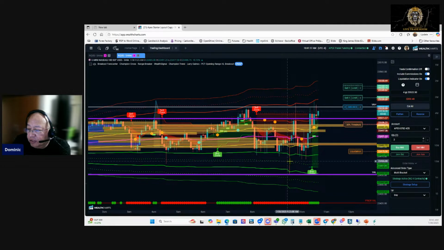So if we can hit that first target, then I'd be good. I'm done for the day if they hit that first target. I'll just put my stop loss to break even, so if it goes against me, I'm still in profit. Again, if it hits that first target, I'm done. Hitting their second target would be like a bonus.